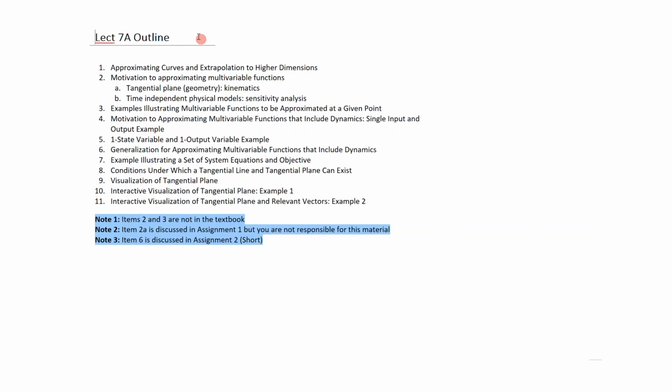The second slide, as is always the case, is just an outline of the slides to follow. I'd like to make a particular note of the items at the bottom here. Items 2 and 3 are not in the textbook, so this is additional information being provided. Item 2a is discussed in assignment 1, but you're not responsible for this material. And item 6, generalization for approximating multivariable functions to include dynamics, is discussed in assignment 2, the shorter version. By the way, assignment 1 is the longer version. If you're interested, you can look at the shorter version, which of course does not include the information on kinematics.